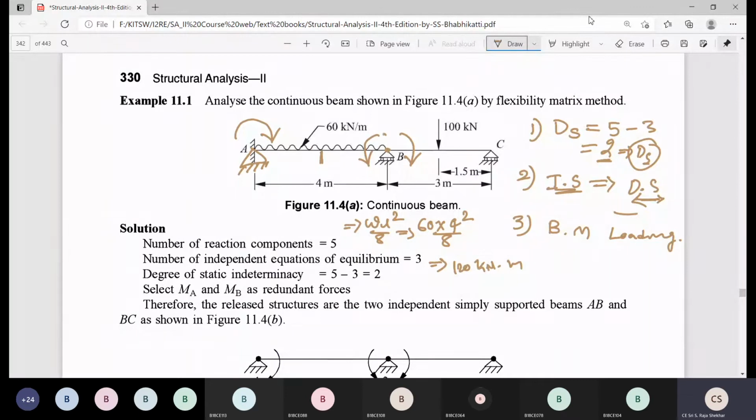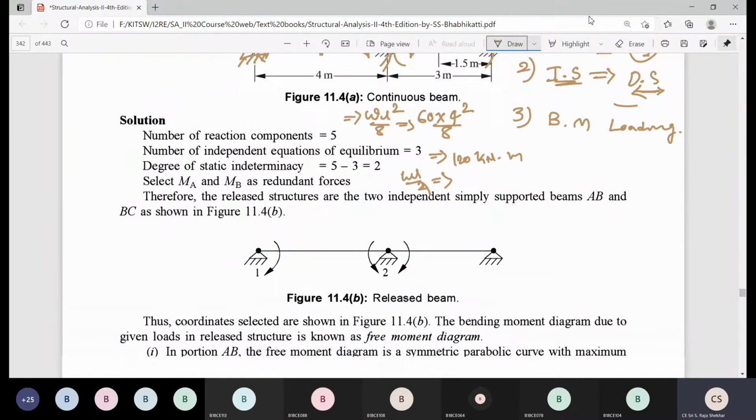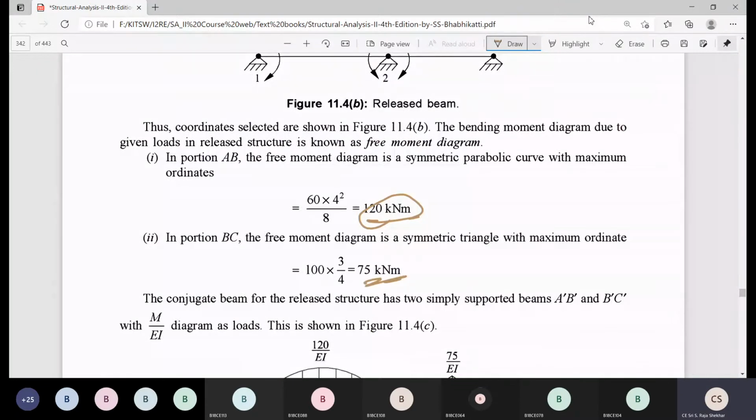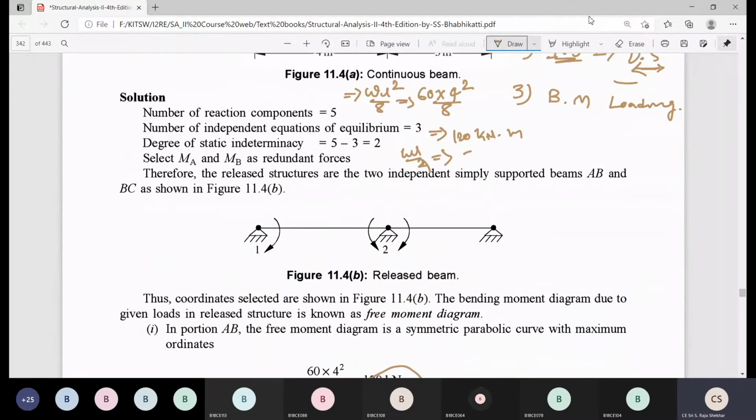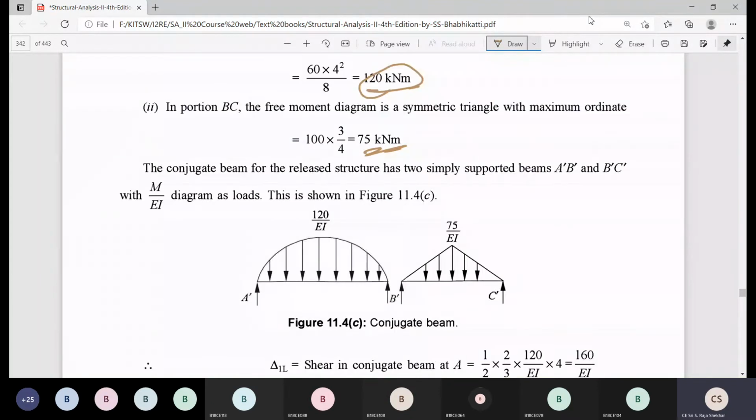So I have converted it to two individual simply supported beams. This is the bending moment for the first span, 120 kilonewton meter. For the second span, a point load is acting at the center, so for a simply supported beam the bending moment formula is WL by 4, which gives 75 kilonewton meter. So this is the free bending moment diagram due to applied load. Just divide with the EI, so this beam becomes the conjugate beam.